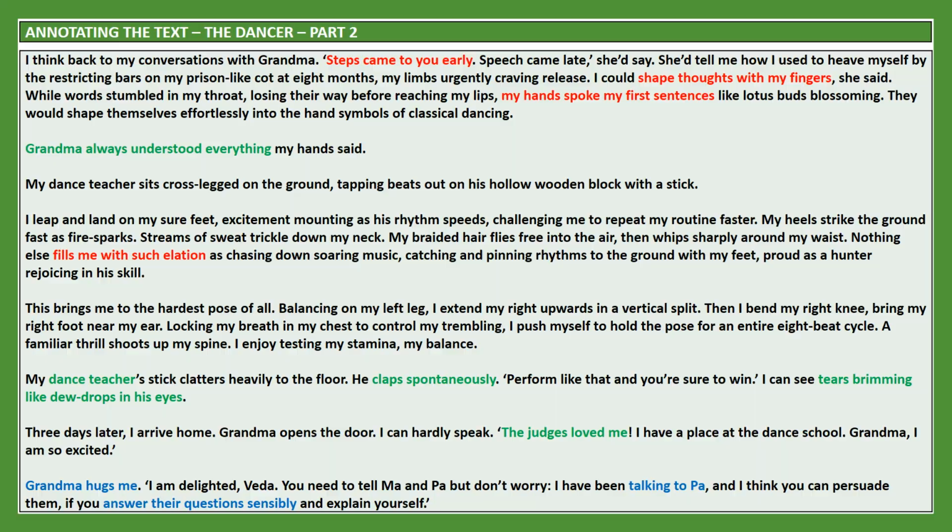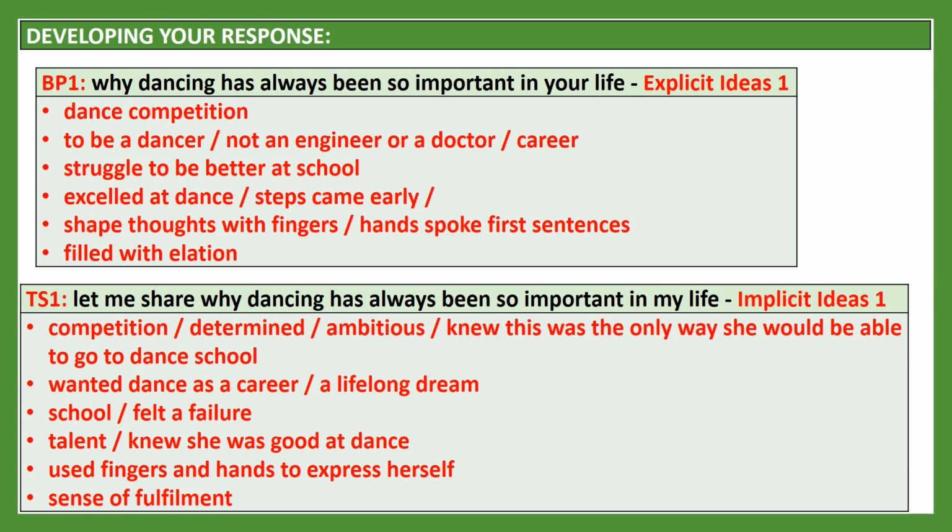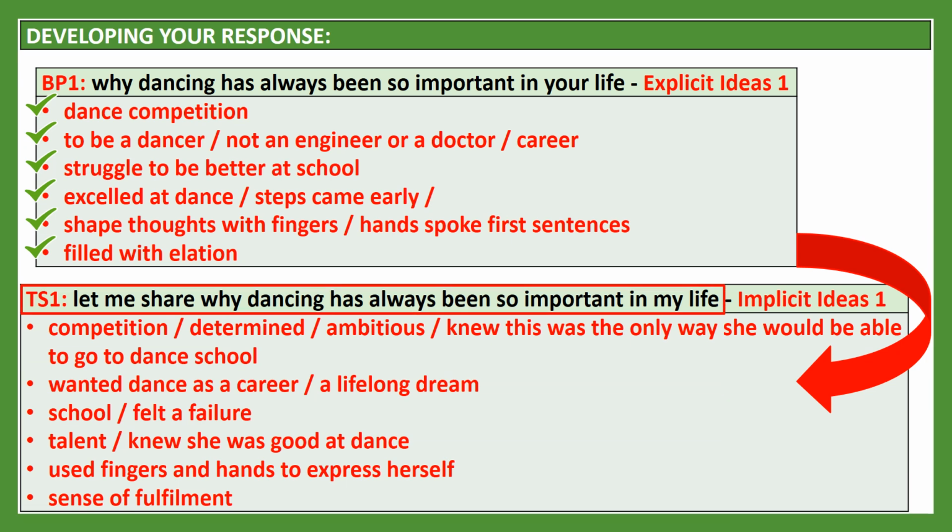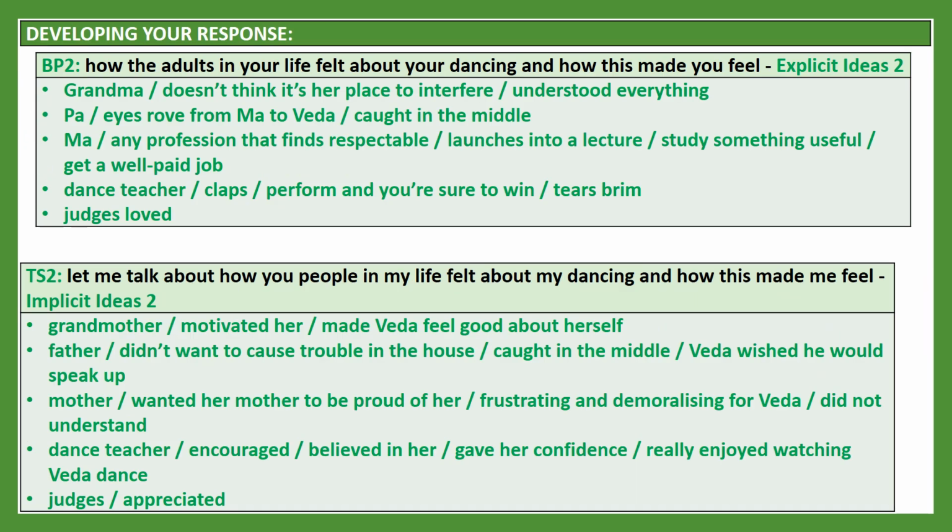Now plan your response. Turn what you have highlighted in the text into bullet points. Summarize the information or explicit ideas into implicit ideas. Please note, bullet points become the topic sentence of each of the main paragraphs. Follow a similar process for the other bullet points.